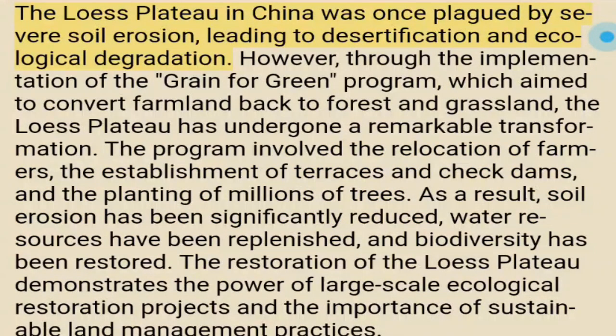The Loess Plateau in China was once plagued by severe soil erosion, leading to desertification and ecological degradation. However, through the implementation of the Grain for Green program, which aimed to convert farmland back to forest and grassland, the Loess Plateau has undergone a remarkable transformation. The program involved the relocation of farmers, the establishment of terraces and check dams, and the planting of millions of trees. As a result, soil erosion has been significantly reduced, water resources have been replenished, and biodiversity has been restored.